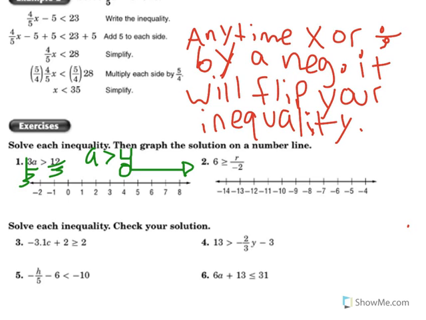It would no longer be true based on the original inequality. But if you flipped it when the special rule happens, it would make your answer true. It would make it always true for the original inequality. So now let's actually see it in action in number 2. Let me erase some of that real fast.